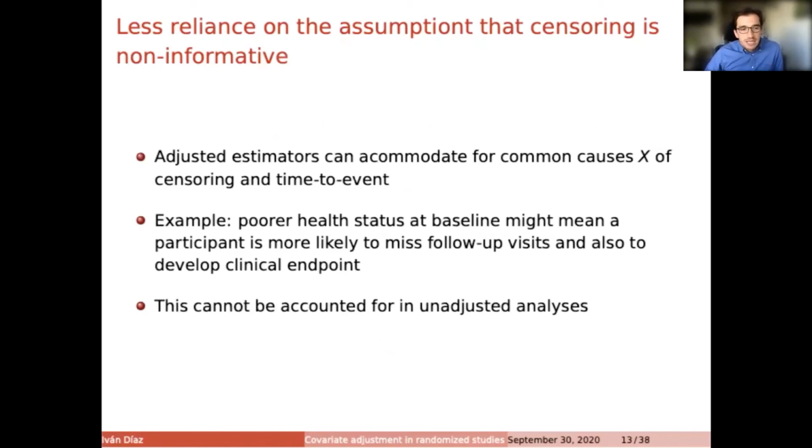So, for example, you can think of cases in which poor health status at baseline might mean that a participant is more likely to miss follow-up visits, but is also more likely to develop the clinical endpoint. So you can now adjust for informative censoring from variables that were measured at baseline using adjusted estimators. We couldn't deal with this problem if we used unadjusted analysis. So that's another reason to prefer adjusted analysis in randomized trials.